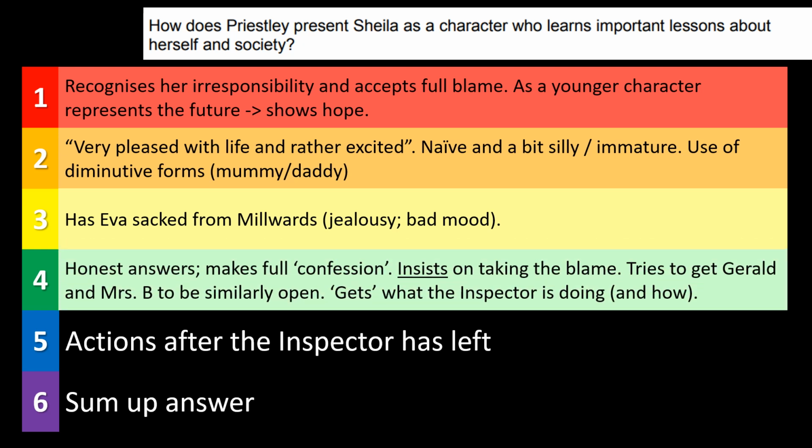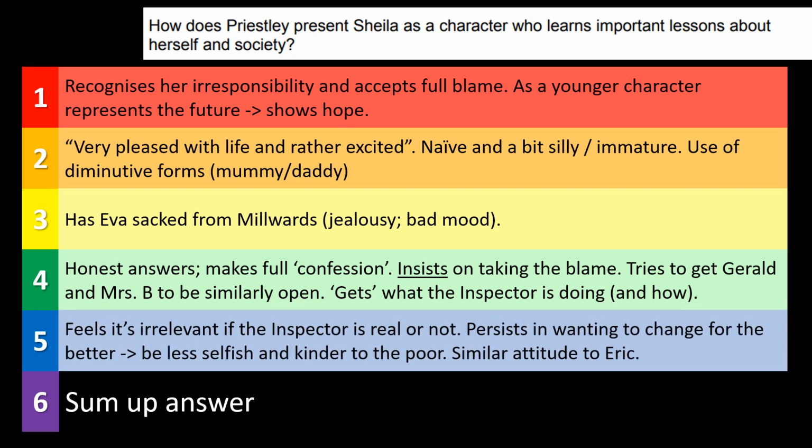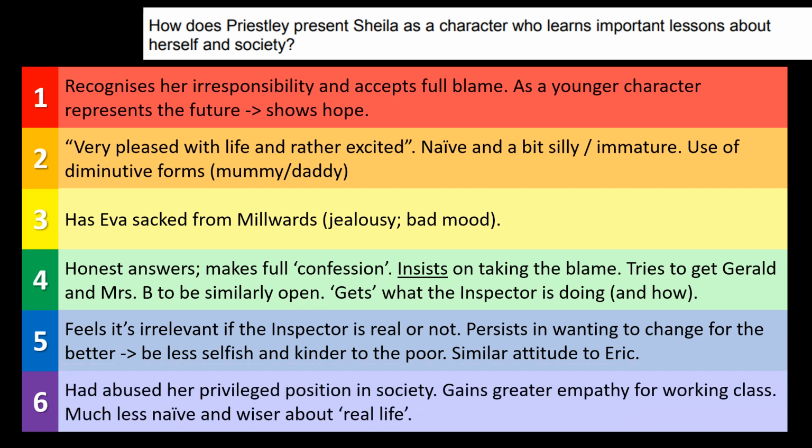She responds openly and honestly to the inspector's questioning and takes full responsibility for her actions. Later, she encourages others, such as Gerald and her mother, to be similarly open and truthful. In some ways, she acts as the inspector's assistant. Even when the inspector is proved to be a fake, she still insists, along with her brother Eric, that there are lessons for her and the rest to learn about responsibility and taking care of those less well off in society. She now calls her parents "mother" and "father", symbolising her newfound maturity. By the end, she understands how she has misused her privileged position in society and is determined to treat everyone with respect.